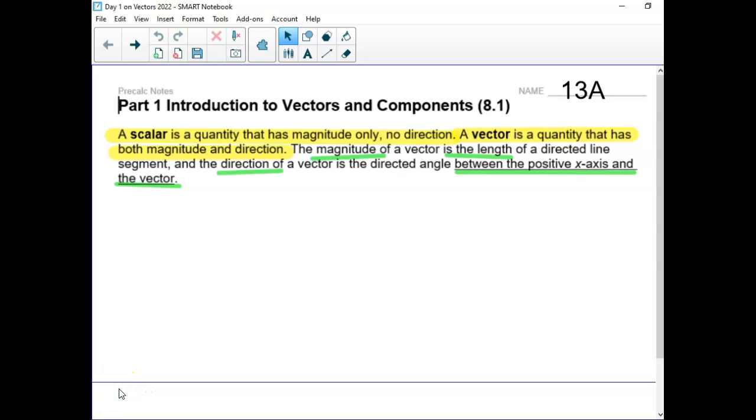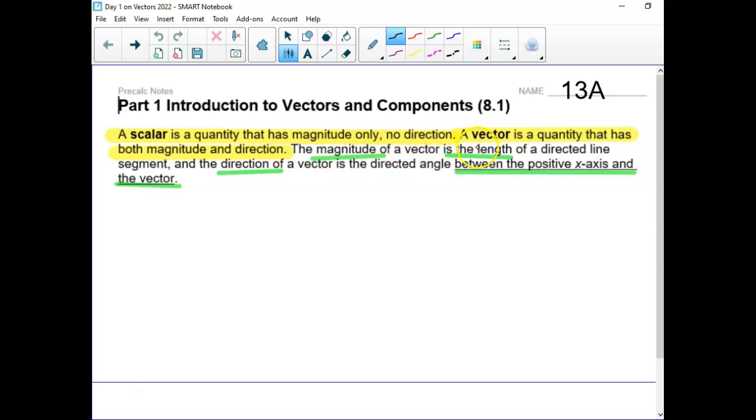All right, so I'm hoping you maybe have heard of vectors at some point in a physics class or some kind of general science class, but it's not a big deal if you haven't. A vector is a quantity that has both magnitude and direction. Any quantity that has both magnitude and direction. A scalar is just a number. It has magnitude only, no direction.